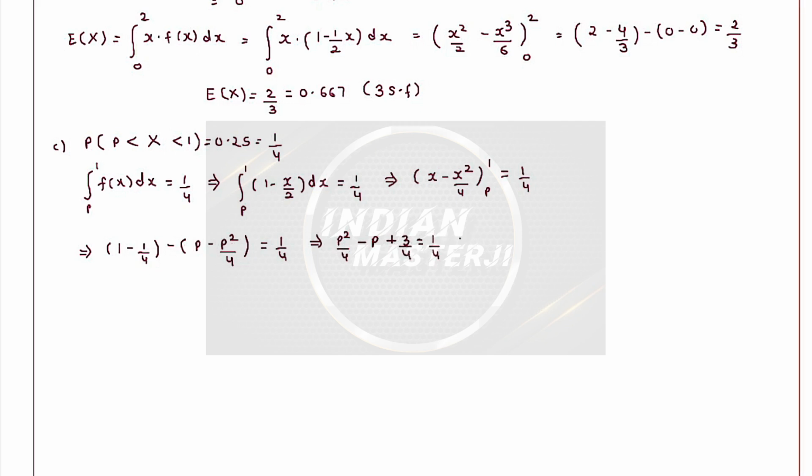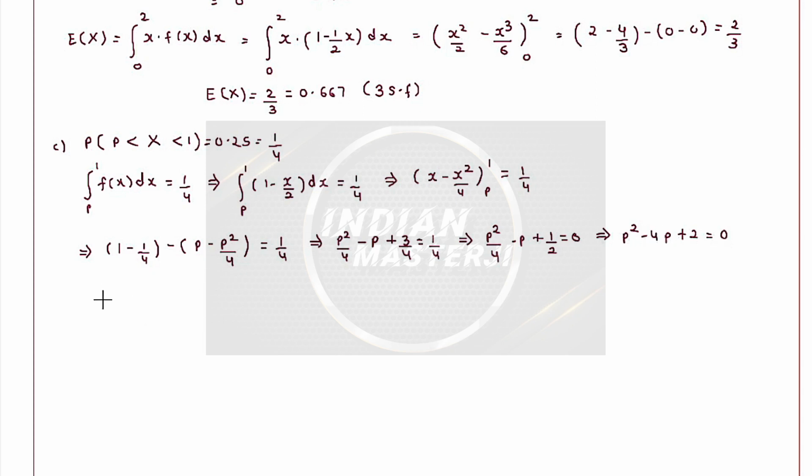Now this 1 by 4, I can take it on the other side, that is the left side. So what do I get? I get p squared by 4 minus p, and 3 by 4 minus 1 by 4 will give me 2 by 4, that is half. This is equal to 0. If I take the LCM, then what do I get? I get this as p squared minus 4p plus 2 divided by 4, and that 4 I can take it on the other side of the equal to sign and multiply by 0, so that will become equal to 0. So I get an equation p squared minus 4p plus 2 is equal to 0.